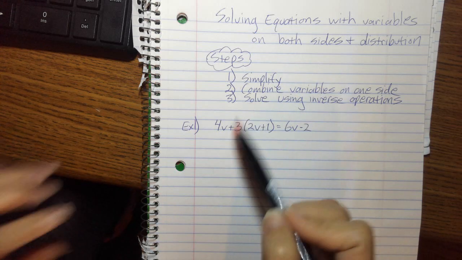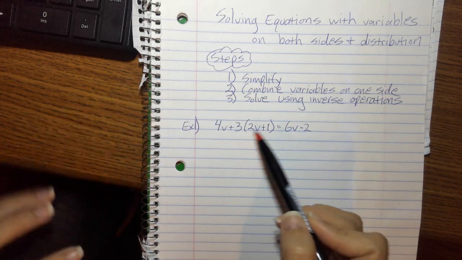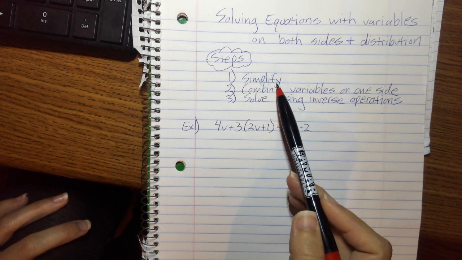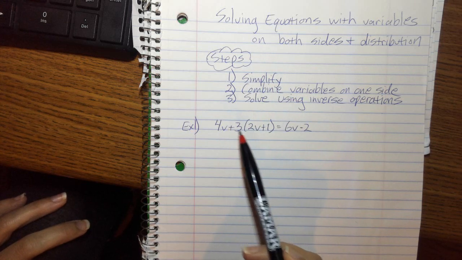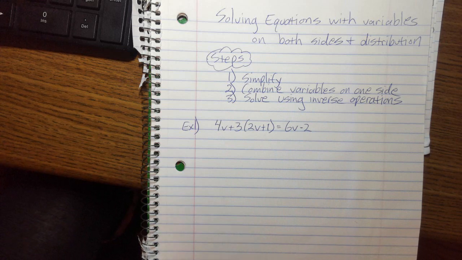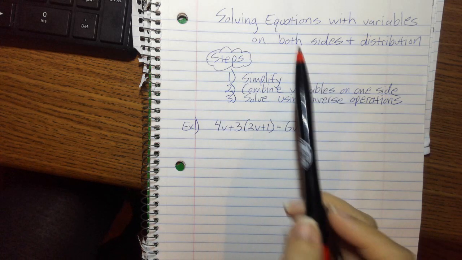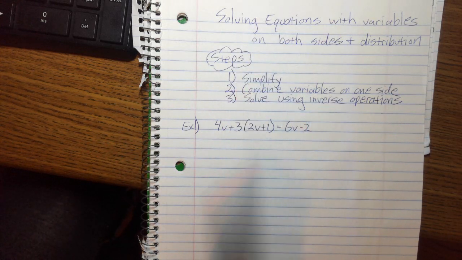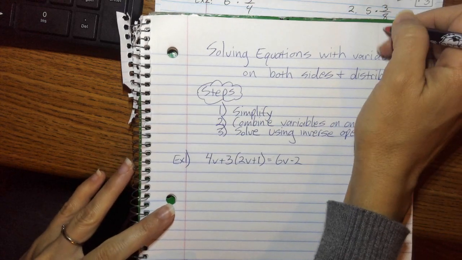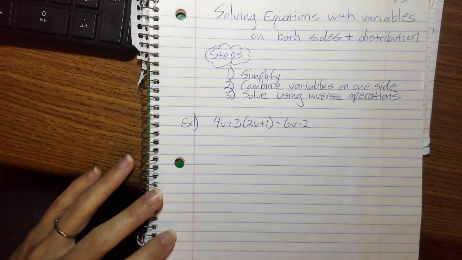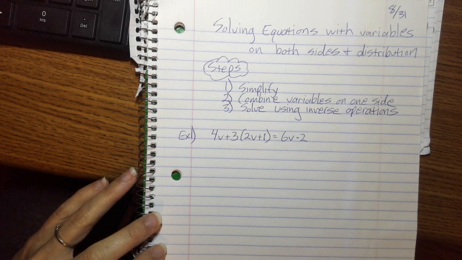So when we have an equation like this where we have distribution, again, that just falls under the step of simplifying. Okay, so that's all we're going to do. We're just going to simplify both sides completely first before we start solving. So right now I want you to pause this video and go ahead and write down the title, these steps. Also write the date up in the top right hand corner.